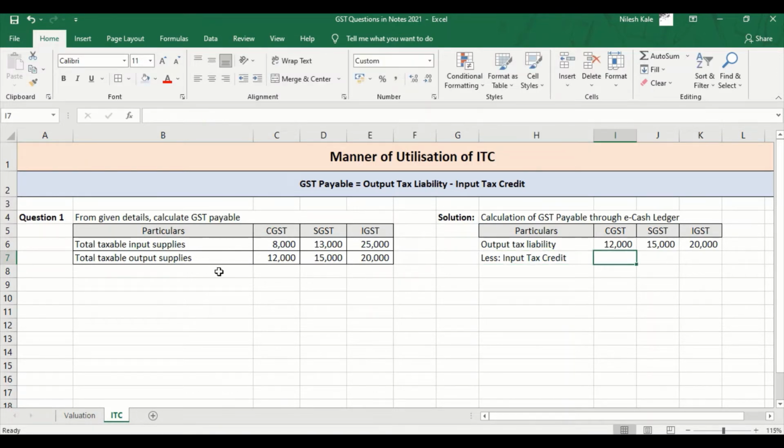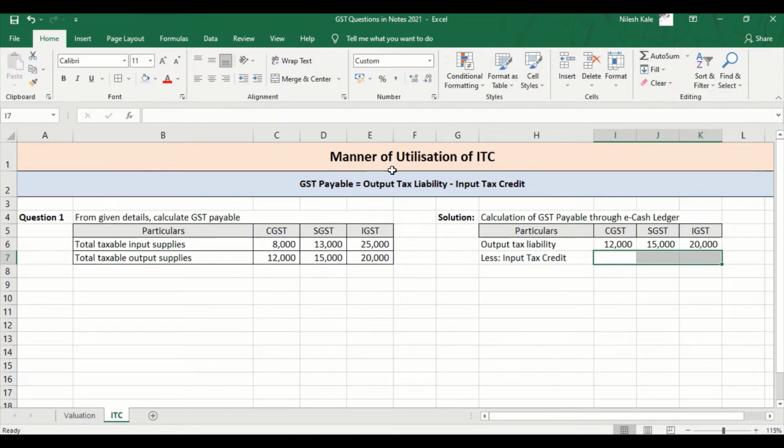If you closely look at the question, total input supplies means this is the credit available: CGST 8,000 is available, SGST 13,000 is available, and IGST 25,000 is available. So what I have to do here is that I cannot write all this as it is. I cannot write 8,000 and then 13,000 and then 25,000. This is wrong, I will delete it.